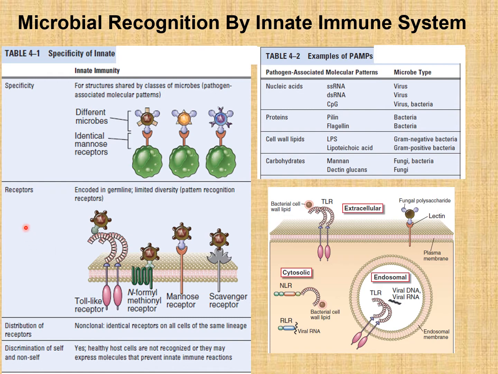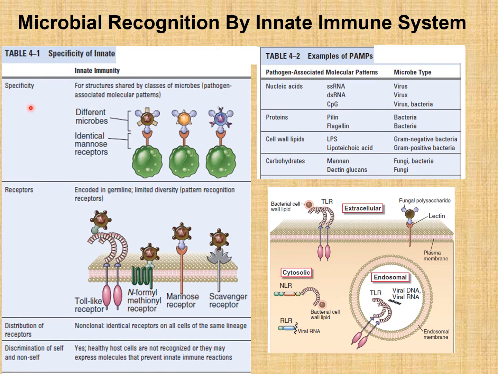So as these receptors are germline coded, there are limited number of them and their diversity is low. But as they can recognize those patterns which are common in most of the pathogens, they can identify different microbes. Like here you can see a cell which has a receptor called mannose receptor which is identical, but it can recognize different types of microbes.